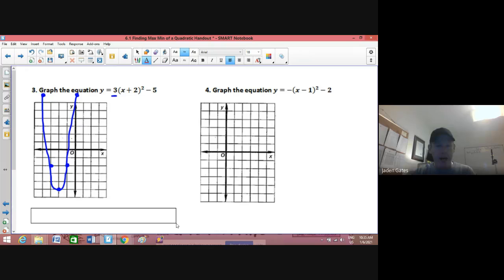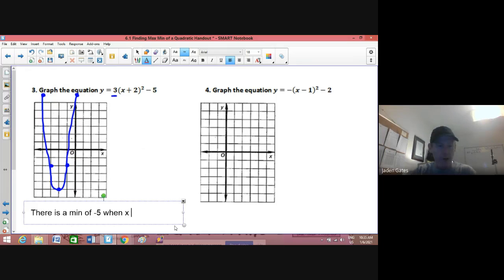And so again, I'm going to write down there is a minimum this time of, as low as it goes, -5. And that is when our x value is, we move over 2, -2 actually. Now, notice that our minimum is always this value over here. The min or the max is always this value right there. And our x value is always what's inside the brackets, as long as you know that the sign should be the opposite. And our a value here tells us whether the parabola opens up or down, which determines whether it's a min or not.